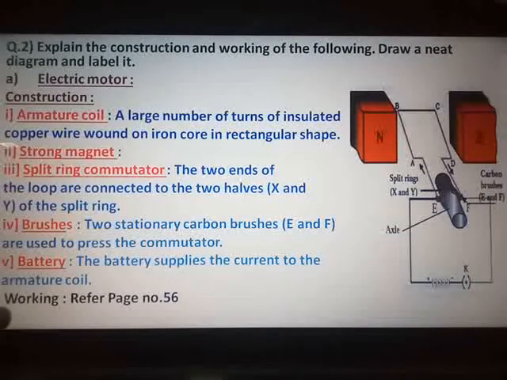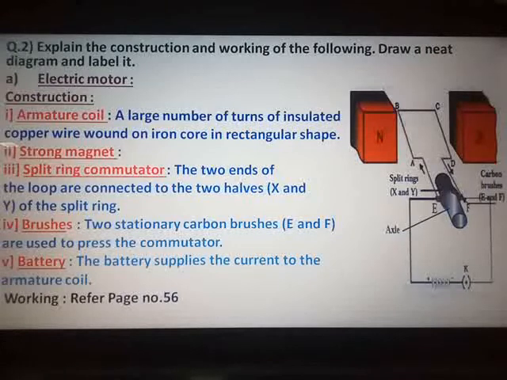Now working, I have written here, refer to page number 56. You can see in the textbook on page number 56, below the diagram you have the entire paragraph which is the working. When the circuit is completed, the current flows in the branch AB of the loop. So working I had already discussed with you. The entire paragraph you can shorten and write the working in your own words. And the diagram is very clearly given in the textbook, figure 4.13.